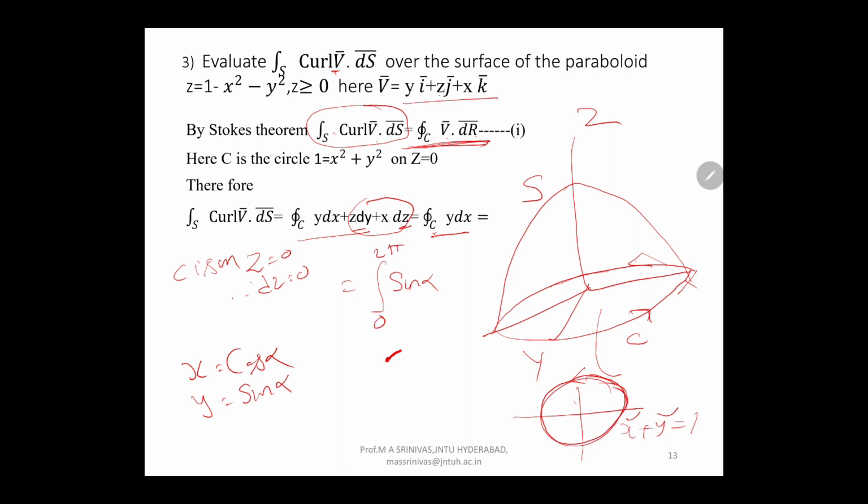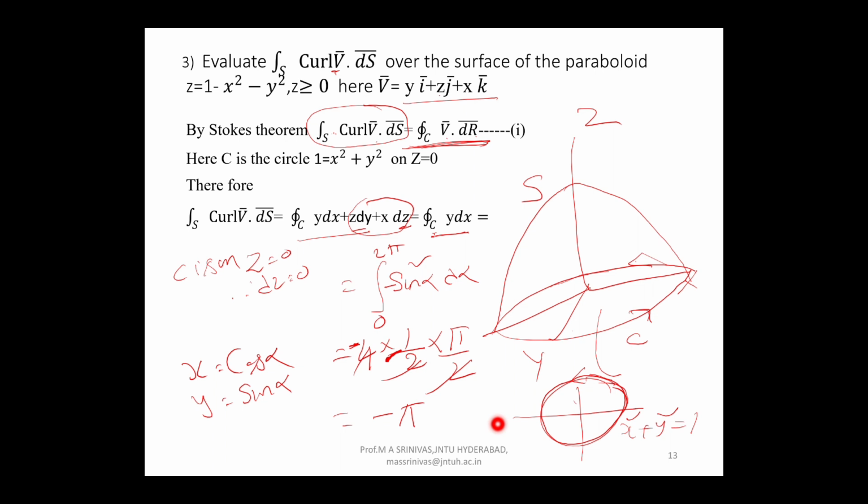Alpha varies from 0 to 2 pi. y is sine alpha, dx is minus sine alpha d alpha, so minus sine square alpha d alpha. If I simplify it, minus 4 times sine square alpha integrated gives 1 by 2 into pi by 2. So 2 and 2 get cancelled, and minus pi is the value of this surface integral.